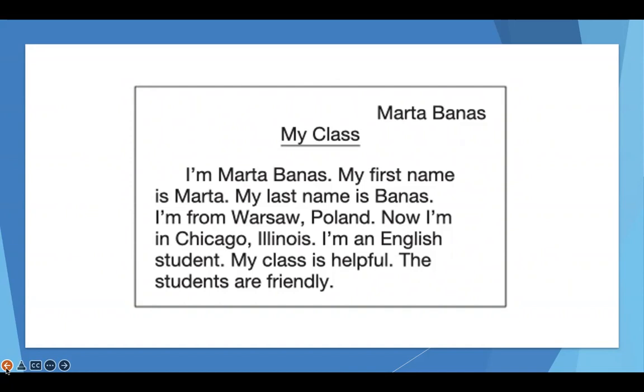All right, I'll read it one more time. Marta Bonas, my class. I'm Marta Bonas. My first name is Marta. My last name is Bonas. I'm from Warsaw, Poland. Now I'm in Chicago, Illinois. I'm an English student. My class is helpful. The students are friendly.